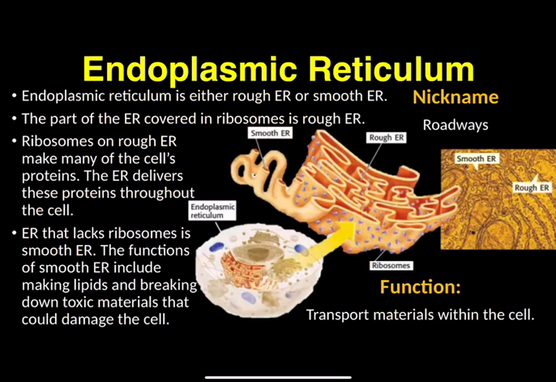Endoplasmic reticulum is either rough ER or smooth ER. The part of the ER covered in ribosomes is rough ER. Ribosomes on rough ER make many of the cell's proteins. The ER delivers these proteins throughout the cell. The ER that lacks ribosomes is smooth ER. The functions of smooth ER include making lipids and breaking down toxic materials that could damage the cell.